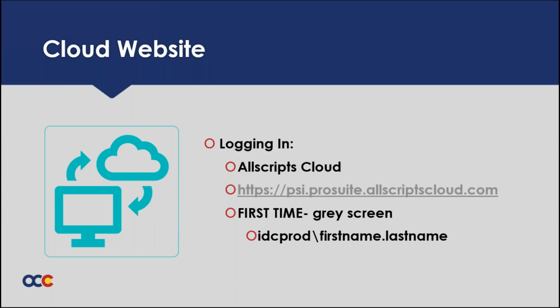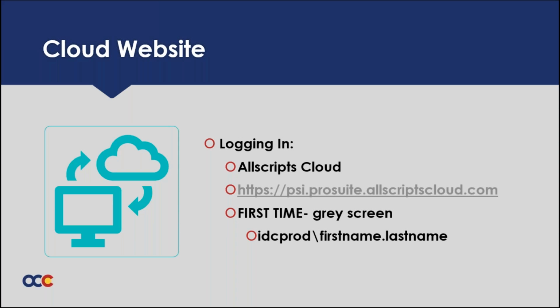https://psi.prosuite.allscriptscloud.com. And that's the website that we're going to use to launch that Allscripts cloud login, which will then lead us to the application. So this is step one, like logging into your computer. All of you should have received your cloud and your application passwords from your practice managers. If you have not, please reach out to them directly and ask them to send those to you so that you can have your logins to try after our training.